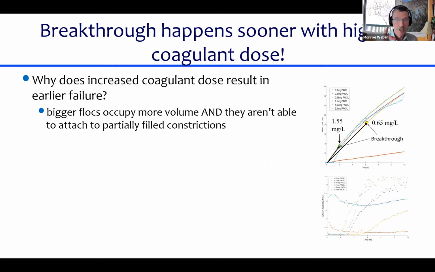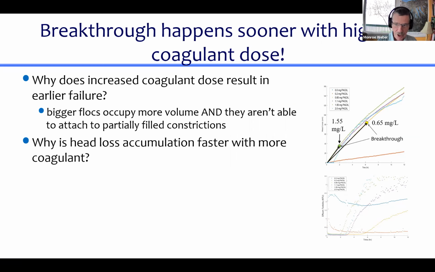add more coagulant. So it's possible, because we didn't have any clarifier in this system, that we produced bigger flocks when we added more coagulant, and those bigger flocks occupy more volume. And this is because they're fractals. Remember, flocks are fractals. So the amount of water that's part of the flock increases as it increases in size, and so these bigger flocks effectively occupy more volume.